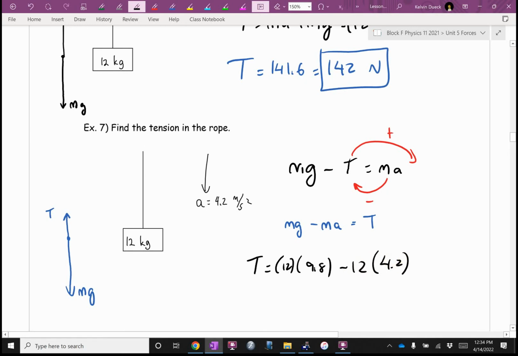Mr. Dewick, the 4.2 is pointing down. Doesn't that need to be negative? No. We took care of all that with our winner minus loser shtick. We don't need to worry about whether it's negative or positive. There is, you know what? There's the negative right there. What do you get?